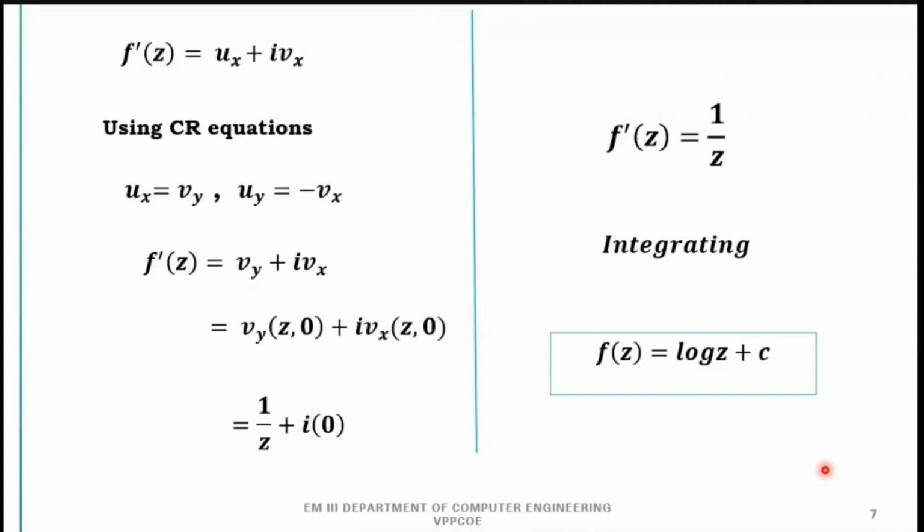Any doubt in this? Clear? V wala part B, when V is given, calculating Vx, Vy.